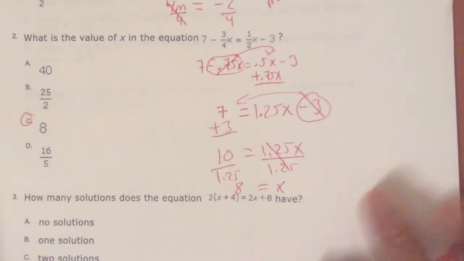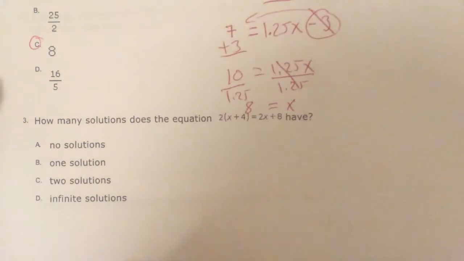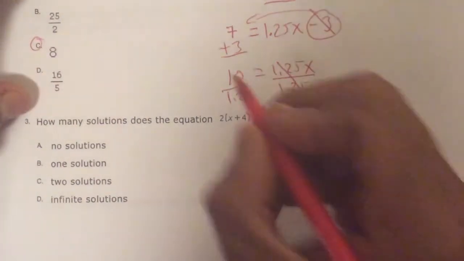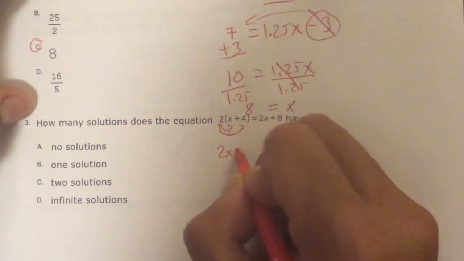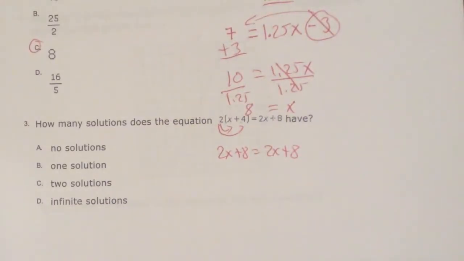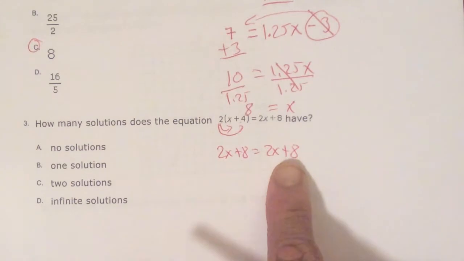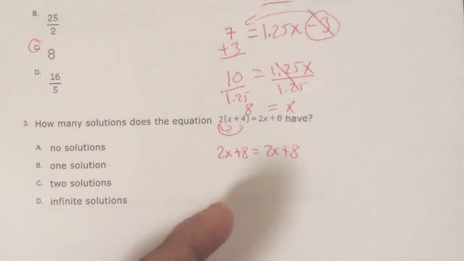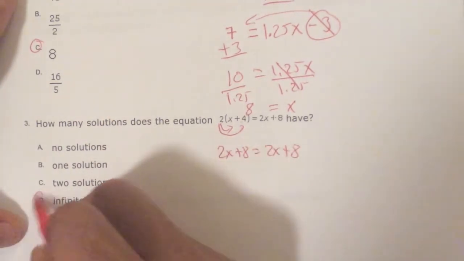Okay. Number 3. How many solutions does the equation have? So first thing I need to do is I need to solve this equation. Okay, so first thing I want to do is get rid of the parentheses. So 2 times x is 2x. 2 times 4 is 8 equals 2x plus 8, because I didn't mess with the right side, so I just wrote it down. Now stop for a moment and look at this equation. 2x plus 8 equals 2x plus 8. The left side and the right side are identical. So at this point, you should be able to identify that if it's a true statement, which it is because it's the same on both sides, then your answer should be D, infinite solutions.